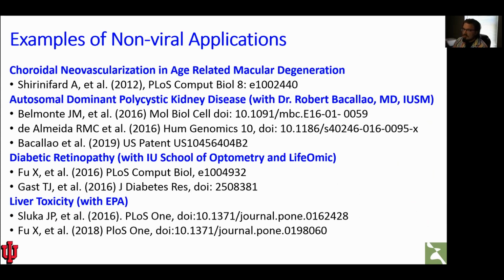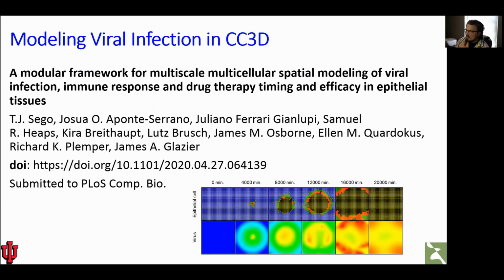So this is just a very brief list of some papers that have been done by topic. See, there's polycystic kidney disease and lots of work that's been done there. We have ongoing work in diabetic retinopathy, as well as liver toxicity. Now, one thing that is missing from this list is viral infection.